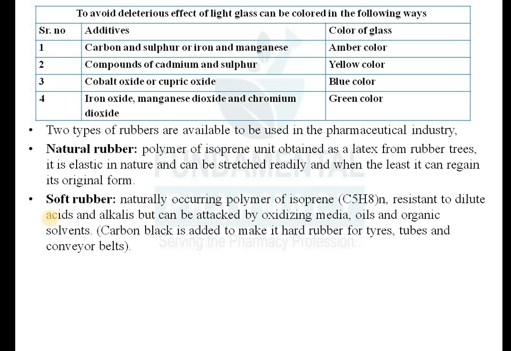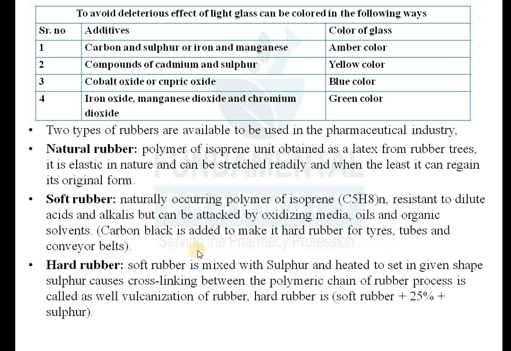So you have to modify that rubber. So how can you modify that rubber? Carbon black is added to make the rubber hard. So carbon black is added to this natural rubber to make it hard. Once this carbon black is added to a normal natural rubber, you will get a hard rubber, which now can be used for tires, tubes, conveyor belts, like that.